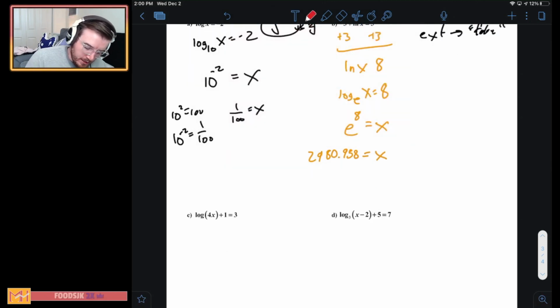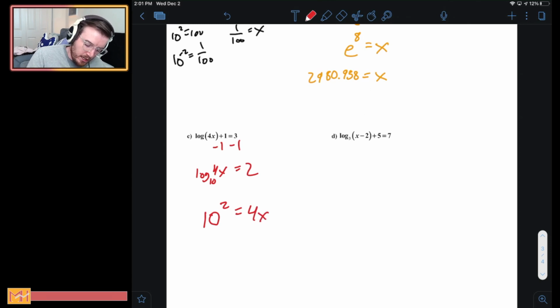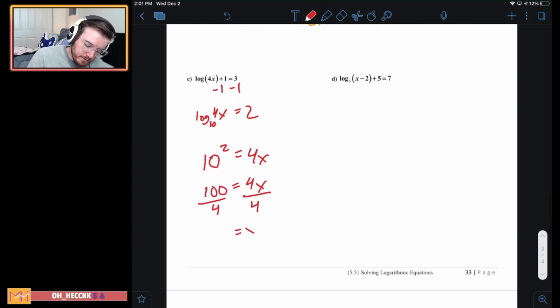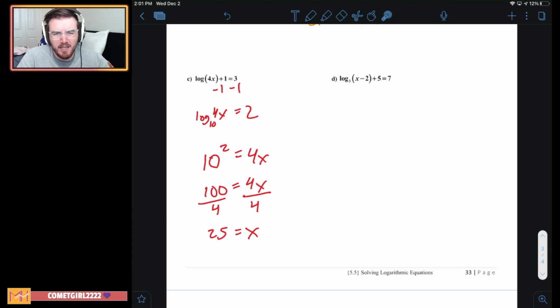Let's do it again. Log of 4x plus 1 equals 3. Get rid of this stuff, right? We don't want it. Bye-bye. This is a naked log, so there's a little 10 there that we can't see. The base of the log becomes the base of the exponent, and these guys switch sides. So 100 equals 4x. Oh, just divide away the 4. X is 25. No worries about that being extraneous. You can just imagine plugging this back in: 4 times 25 is 100. Oh, that's positive, right? No worries.